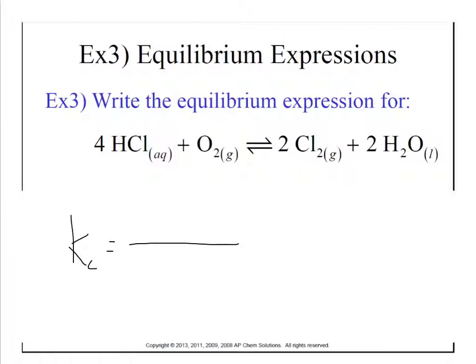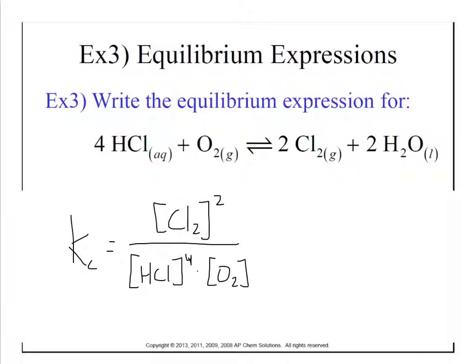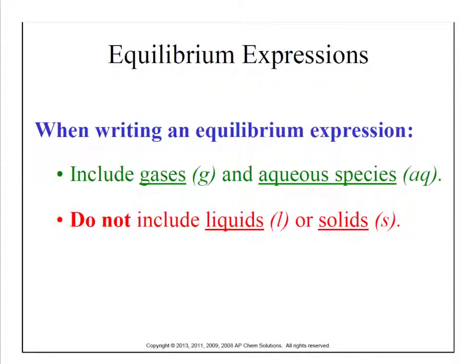So if we wanted to write this one out, the H2O right there, we're not going to write in our equation. So it would just be the concentration of Cl2, which is a gas, squared, divided by the concentration of HCl to the fourth times the concentration of O2. Alright, here it is in nice appropriate colors: we always include gases and aqueous species because their concentrations will change with volume. However, we do not ever include liquids or solids because their concentration will not change with volume.